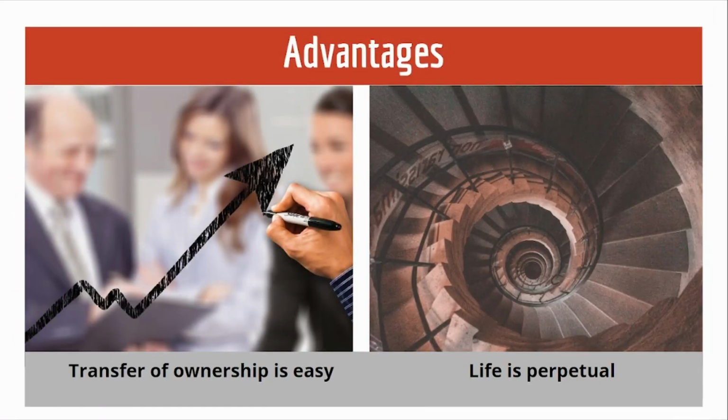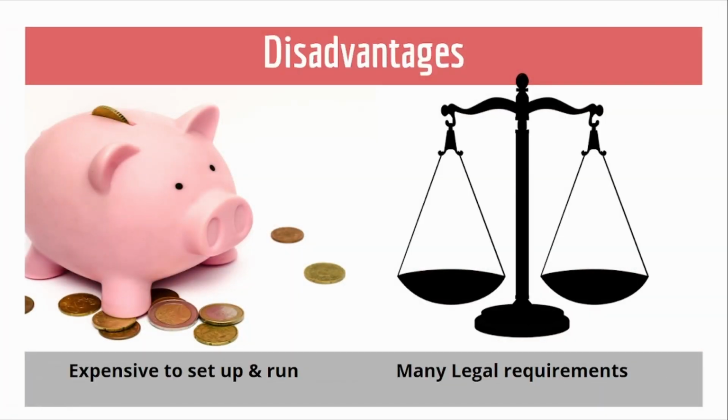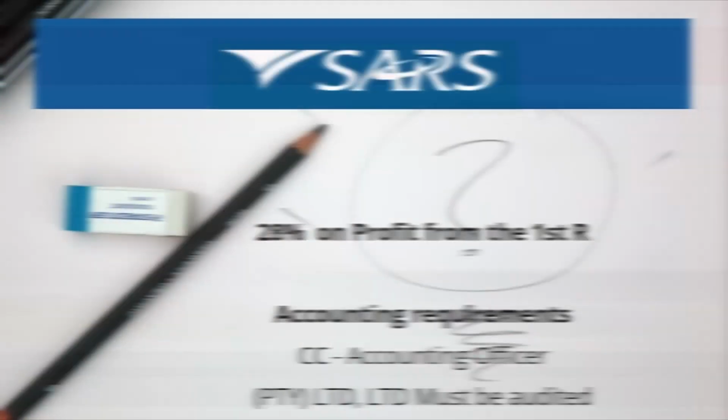Advantages of trading as a legal entity would be that it is easy to transfer ownership and that the life of the entity is perpetual or uninterrupted. A disadvantage is that it is expensive to set up and to run, and there are many legal requirements.